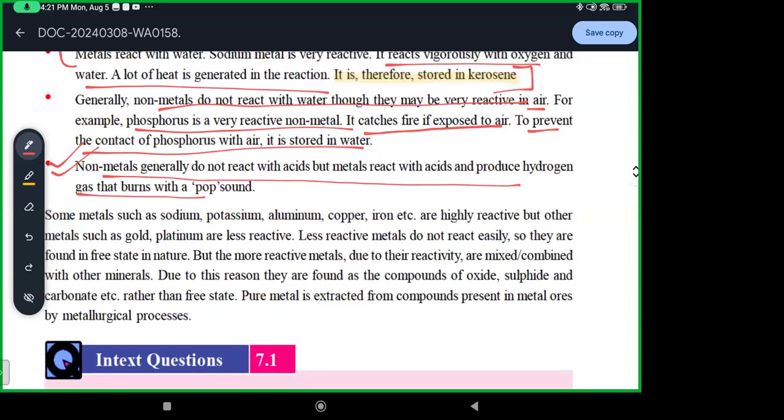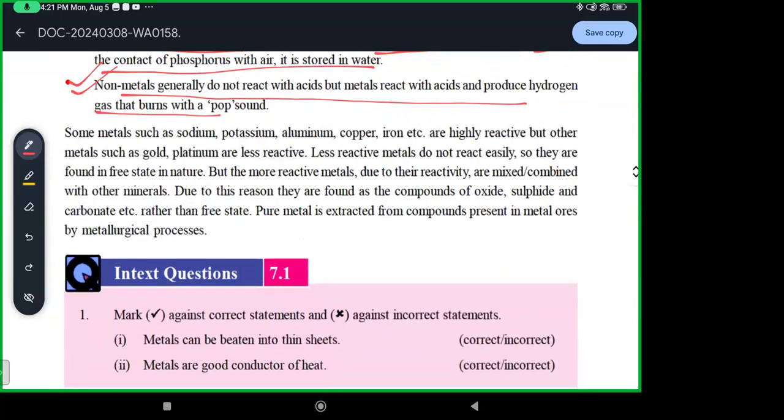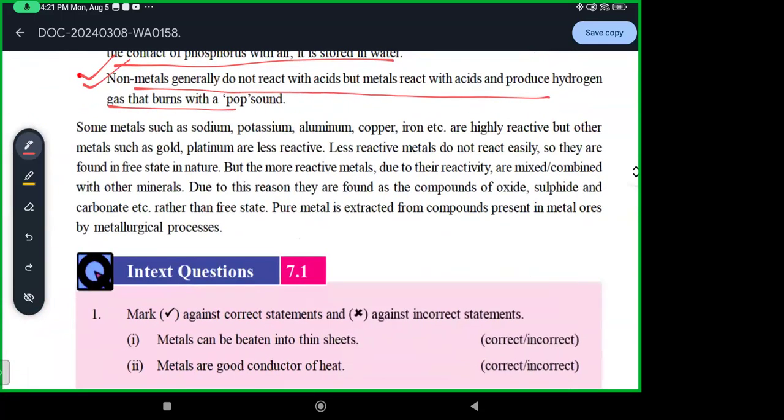Okay. Some metals such as sodium, potassium, aluminium, copper, iron, etc. are highly reactive, but other metals such as gold, platinum are less reactive. Okay, these are less reactive metals.